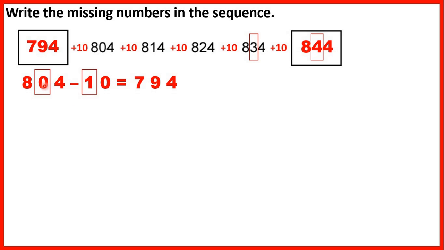But if we have 0 tens, we can't take 1 ten away. So we need to include the digit on the left as well. So take our hundreds digit and our tens digit together and work out 80 minus 1. Because that's 79, our answer is 794. Notice 79 is 1 less than 80, so that means 794 is 10 less than 804.